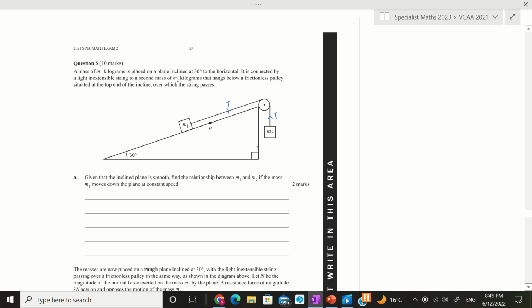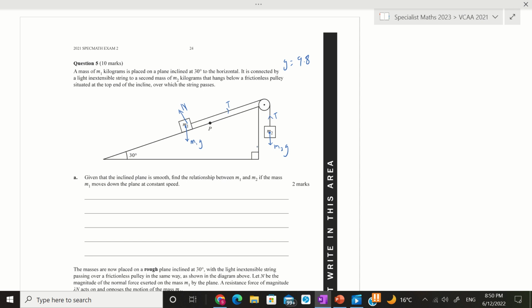Next thing I'll do is label the weight forces. So mass times gravity, m2g, where g is equal to 9.8. Here it's going to be m1g, and we know that the weight force acts straight down. We also need to worry about the normal force acting on this mass here, because m1 is sitting on the plane, so obviously the plane is going to push back onto m1. So we have the normal force acting, which I'll label as N. That's it for now. There are some forces, such as the friction force, that will be introduced later in the question, but we'll leave it for now.